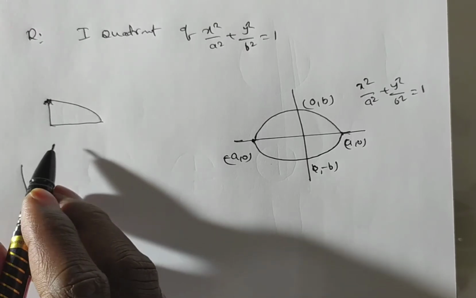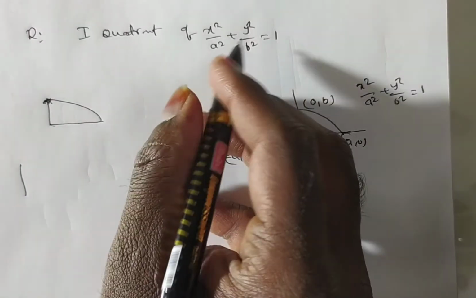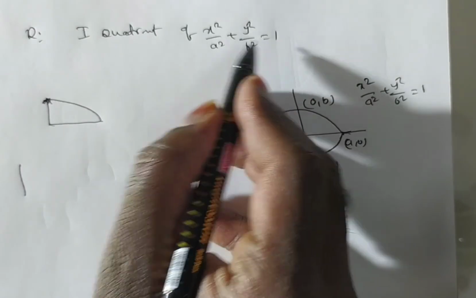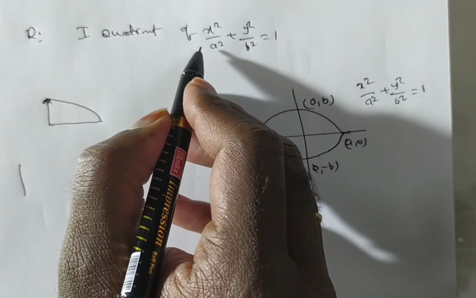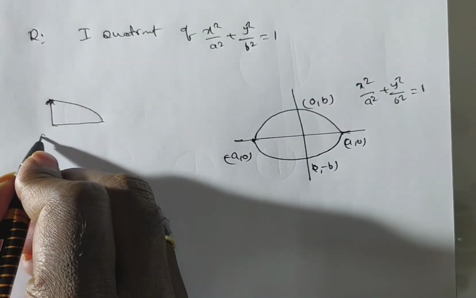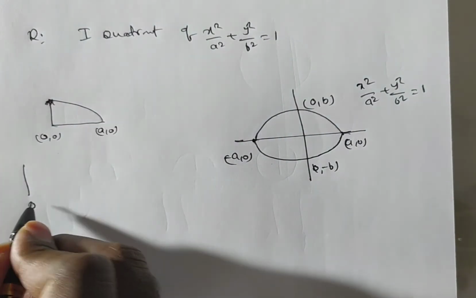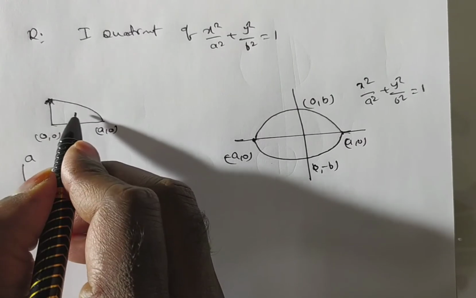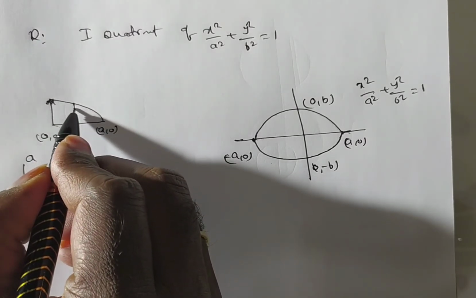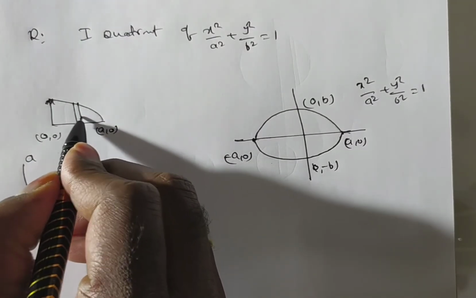If x is independent, then y is 0 for this curve. y equal to 0 means x square by a square is equal to 1, then x square is equal to a square, then x is plus or minus a. But here you observe this starts from 0 comma 0 to a comma 0 only, so x is from 0 to a. And for the y value, y should be dependent on x only, so draw the strip which is parallel to the y axis.